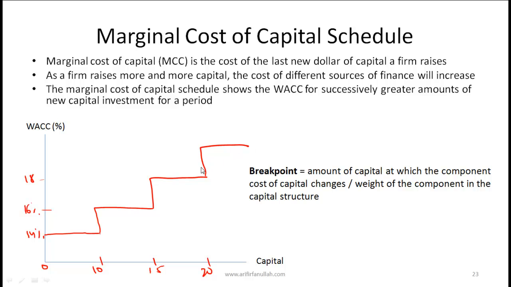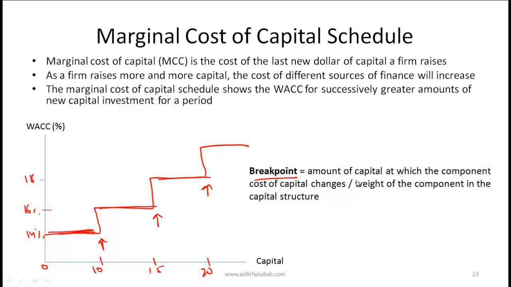So this is a possible marginal cost of capital schedule, where we are looking at what is happening to WACC as we keep raising more and more capital. As before, there is an upward trend, but here we are being slightly more realistic and showing that this is most likely some sort of a step function. Now all these points where there is a change in the cost of capital are referred to as breakpoints. Just memorize this definition now, and we'll use it on the next slide.